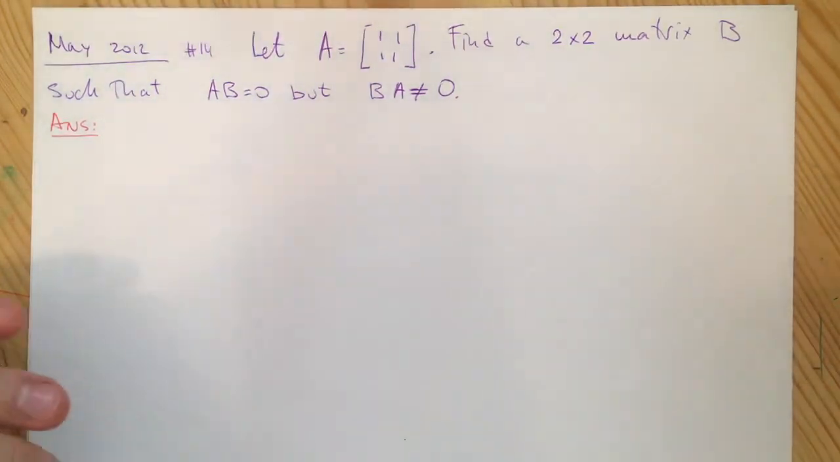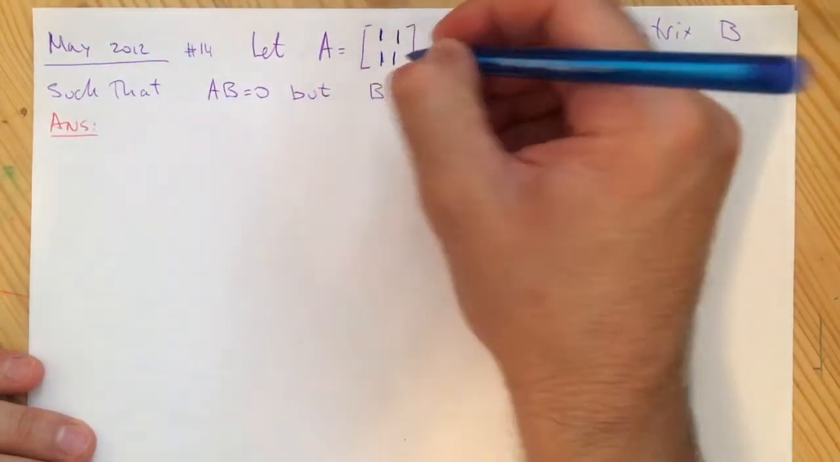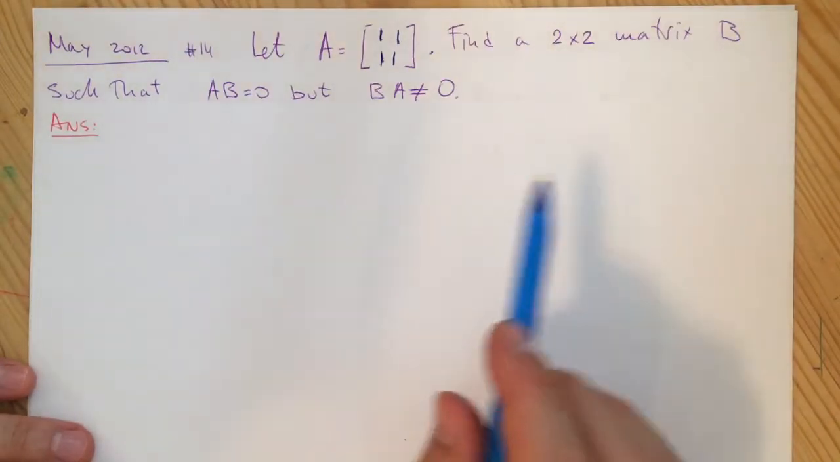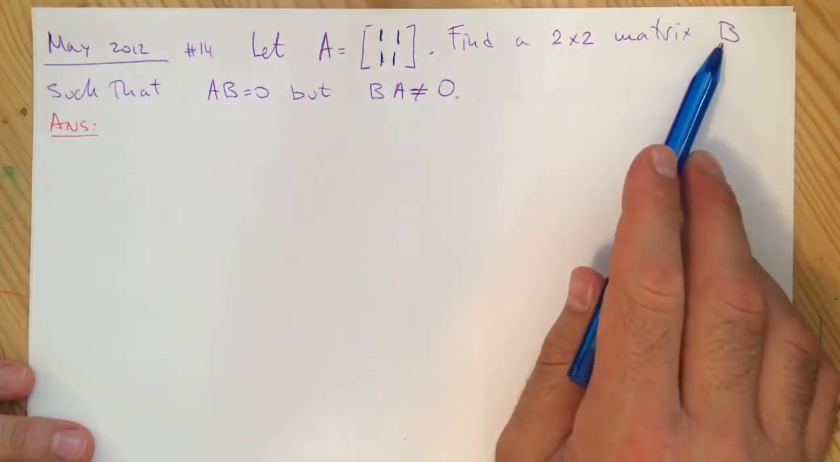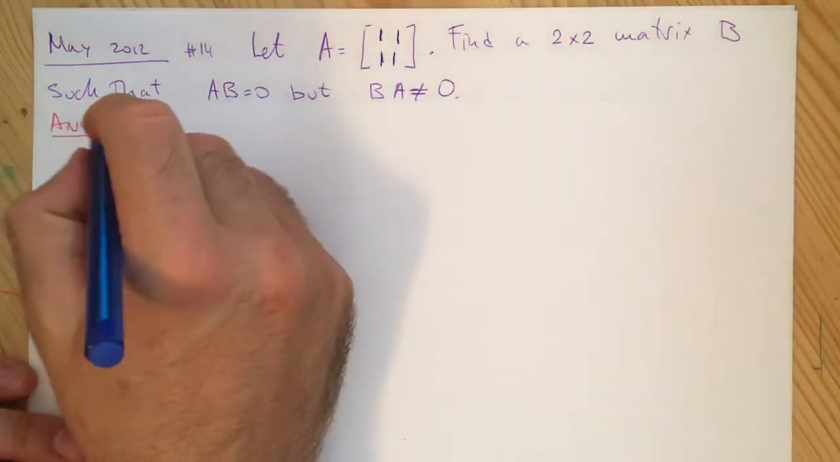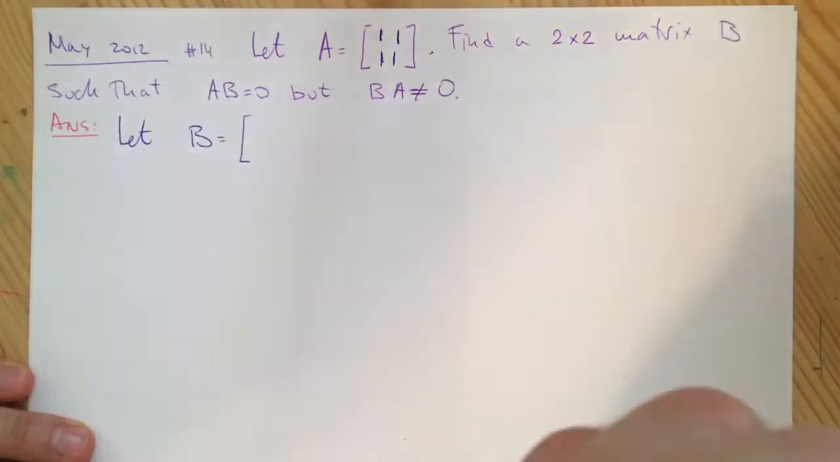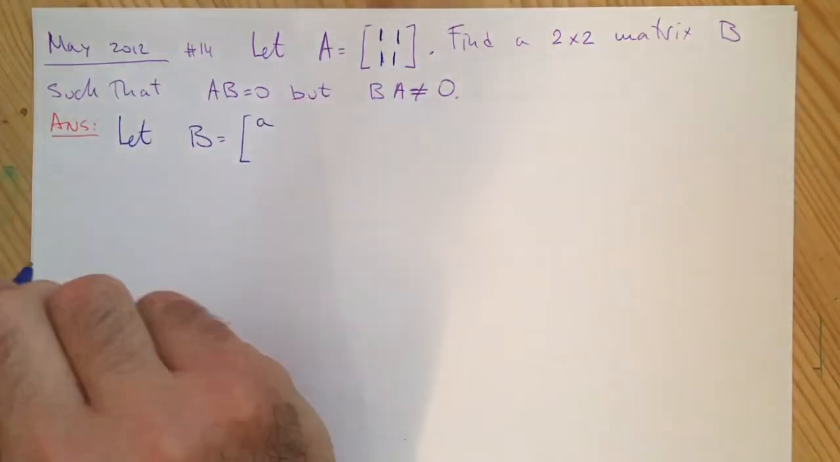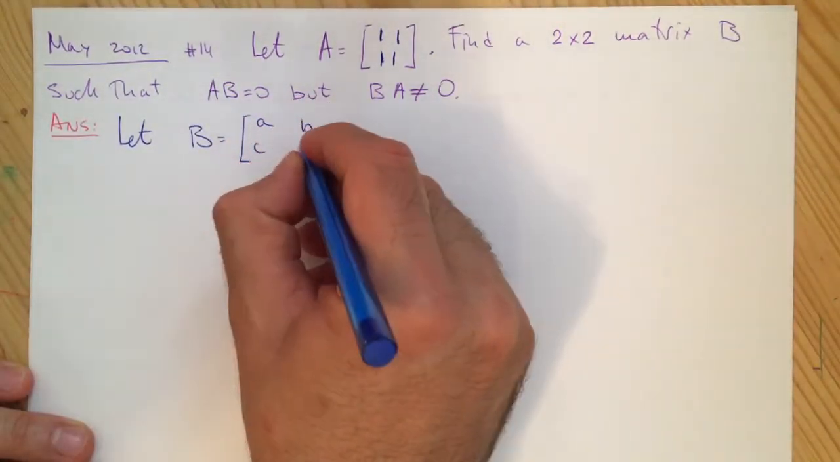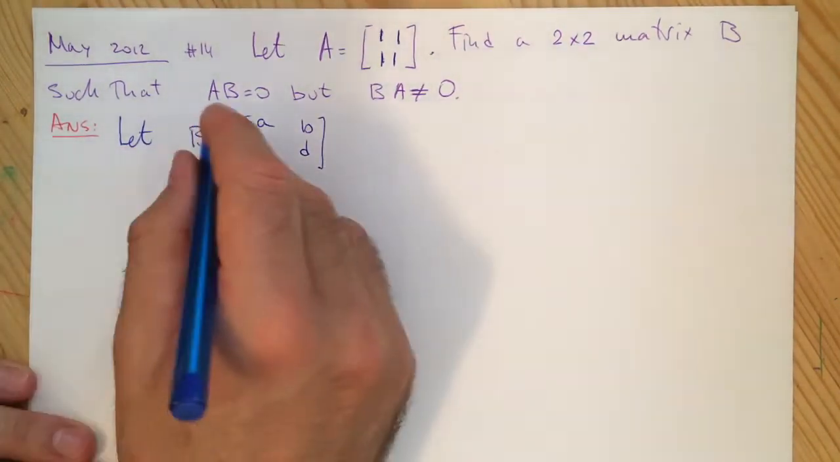We have to find the fastest possible way to do this, because if this is a question on the final, you cannot just start trying to figure out a matrix B for which this is going to be 0. So let B be the most general form of a 2 by 2 matrix: a, b, c, d. And then let us calculate how much is AB.